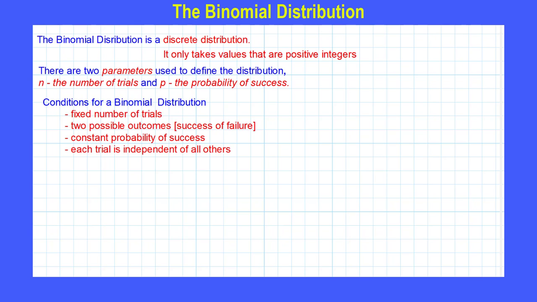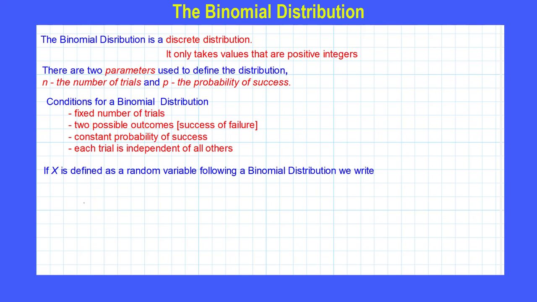The conditions for the binomial distribution are: there has to be a fixed number of trials, two possible outcomes, generally called success and failure, constant probability of success, and each trial is independent of all others. So what you get on one go doesn't impact the second go or the third go, and so on. If X is defined as a random variable following a binomial distribution, we write X is distributed with that little squiggle, B for binomial, and n and p are the two parameters.